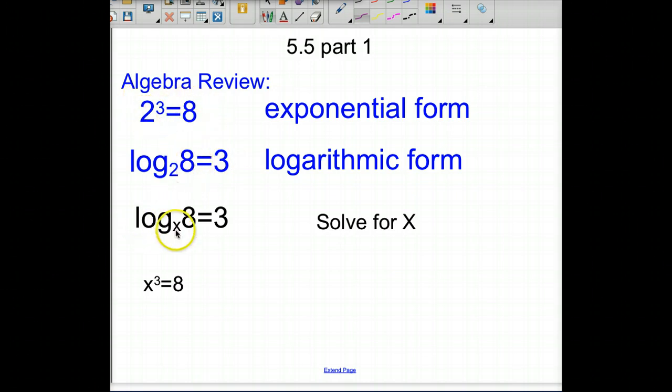So if we start with log base x of 8 equals 3, and we're asked to solve for x, the easiest way to solve that, if x is your base, is maybe to look at writing it in exponential form. So x is your base, 3 is the exponent, and it equals 8. So we want to get rid of the log by writing it in exponential form. And then we want to take the cube root to solve that. And x equals the cube root of 8, which is 2.